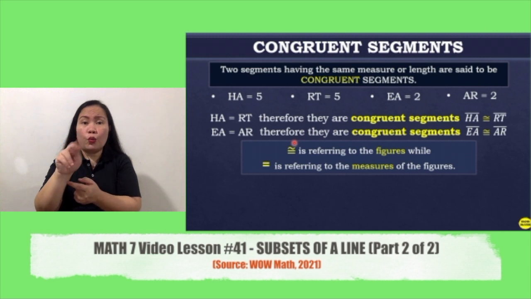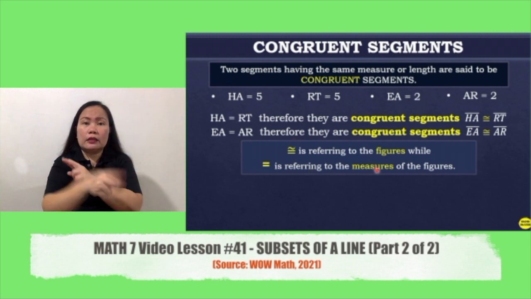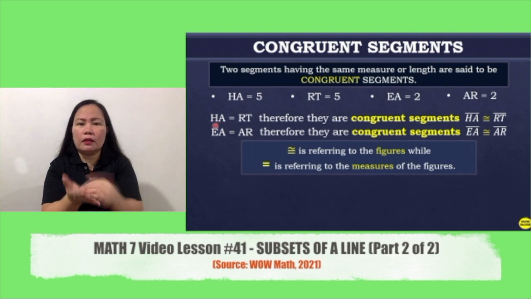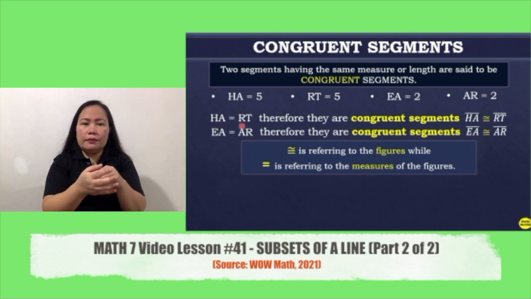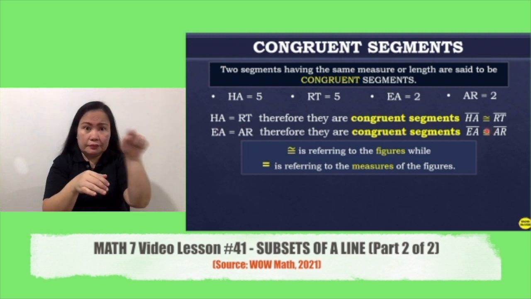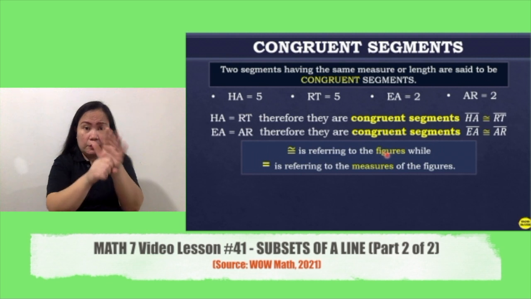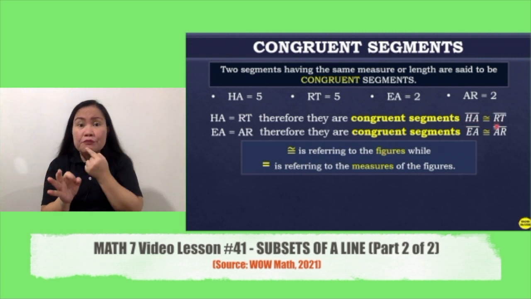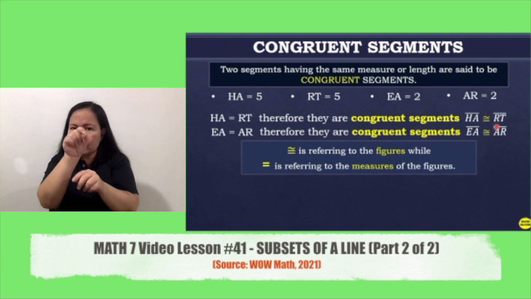Okay? Now, take note, kapag measures po ang pinag-uusapan, we will remove, tatanggalin po natin yung symbol po ng line segment dito sa taas. Okay? But since pag congruent, since it is referring to the figures, meron po siyang line segment na symbol sa taas dito sa mga segments natin. Okay?